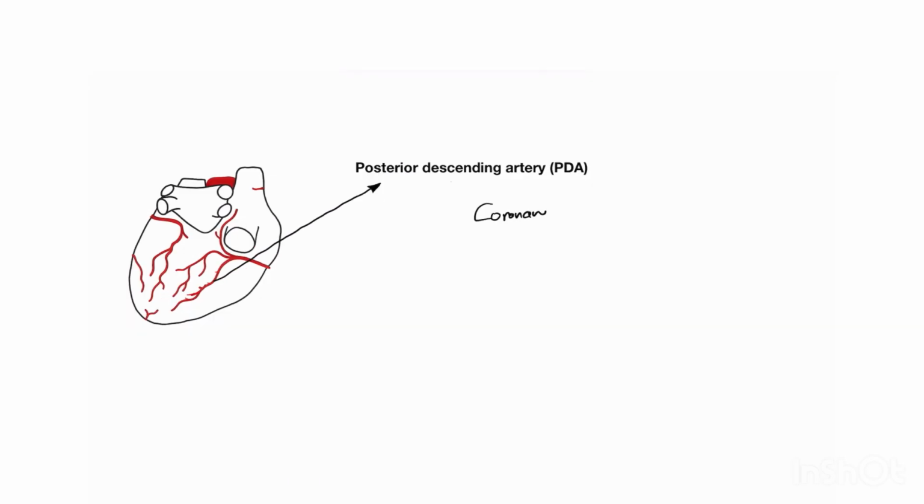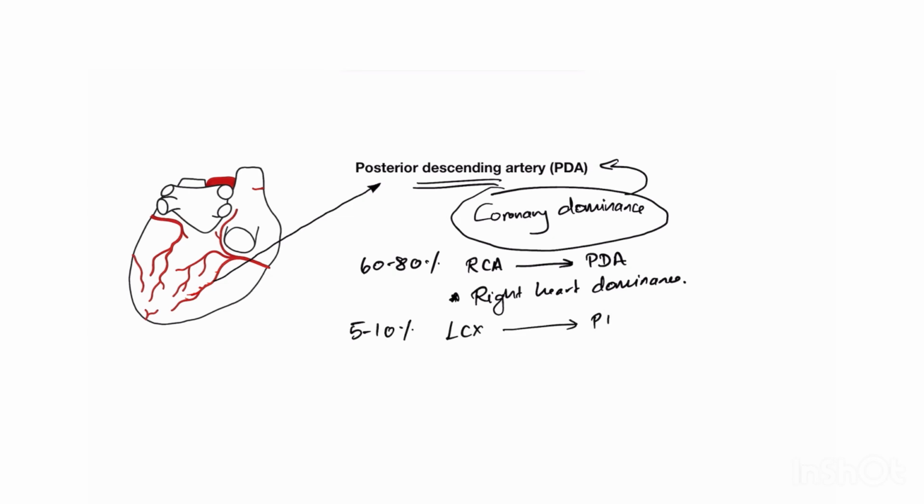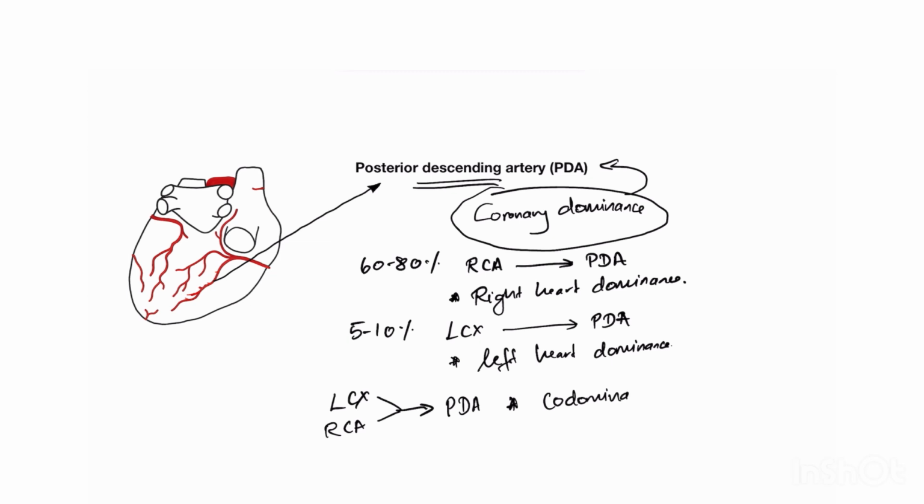Coronary dominance is defined by which artery gives rise to posterior descending artery. In 60 to 80% of population, the right coronary artery gives off posterior descending artery. They are said to have right heart dominance. In only 5 to 10% of population, the left circumflex artery gives off the posterior descending artery, and they are said to have left heart dominance. If both left circumflex artery and right coronary artery give off the posterior descending artery, it is called codominance. This happens in 10 to 20% of population.